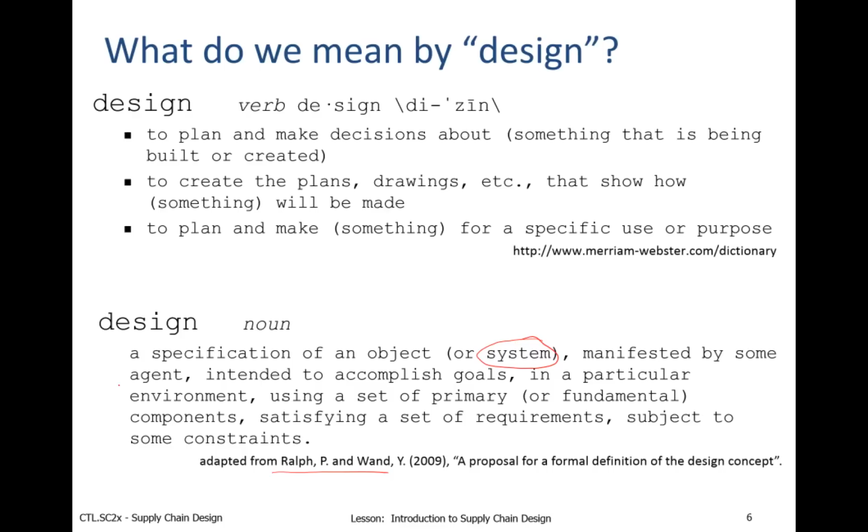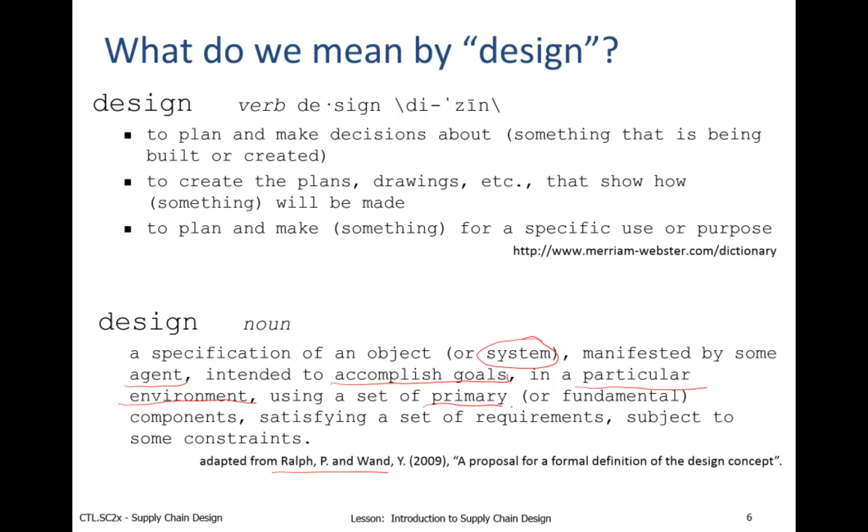What does that mean? Well, you're an agent. You are doing it. Someone designs it. It doesn't just suddenly design itself. So someone is designing this system. It's intended to accomplish goals. You determine what goals it's going to accomplish. And we'll talk more. Different supply chains have different goals. It is designed to operate in a particular environment, so you need to know the situation that you're involved in.